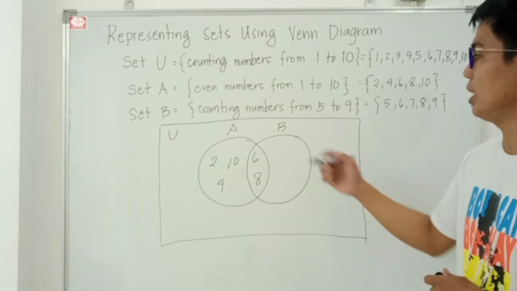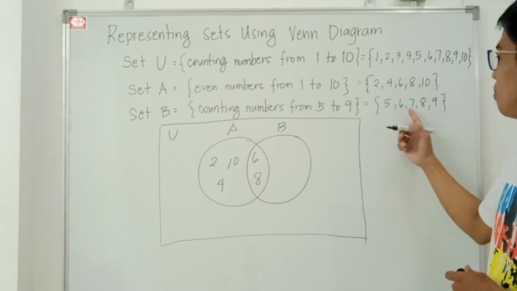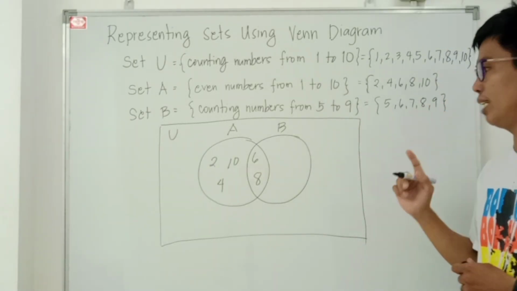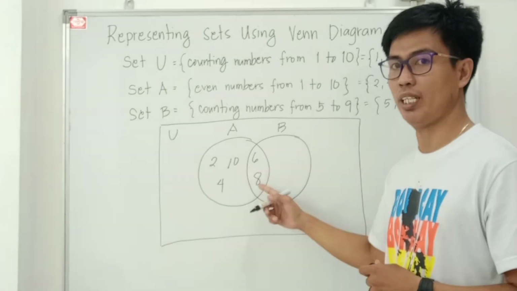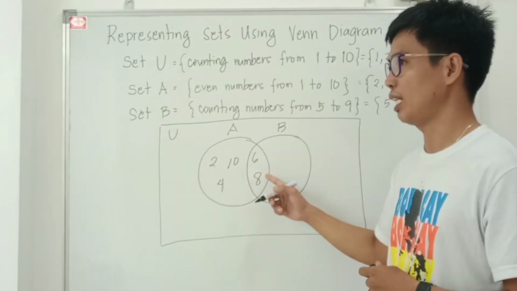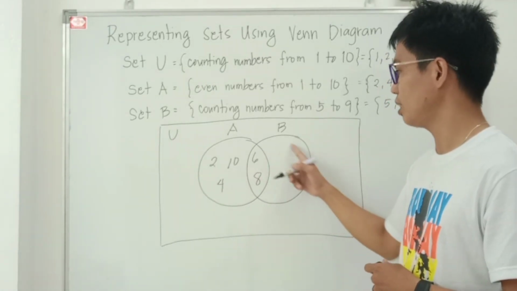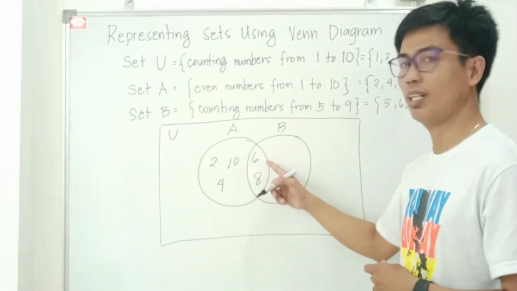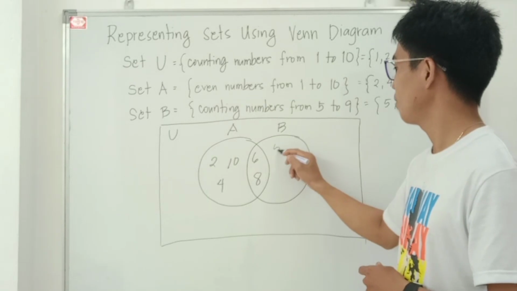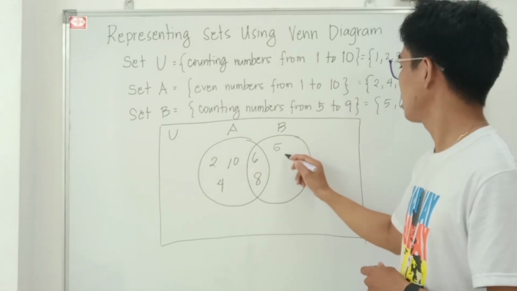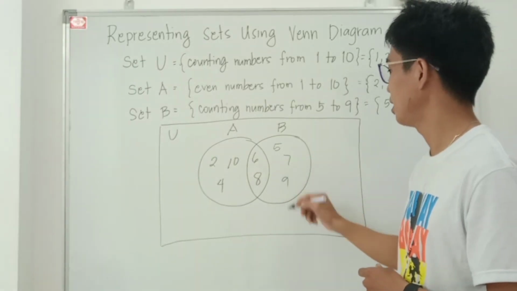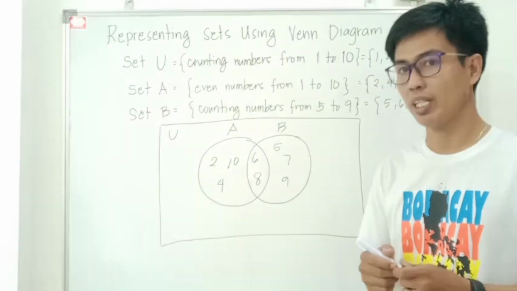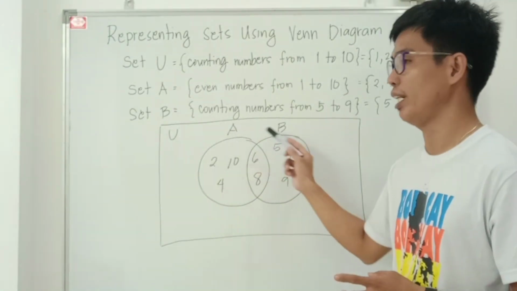Next is for set B. So we have the elements 5, 6, 7, 8, 9. And we have also here 6 and 8. So we're not going to include 6 and 8 in this part. Kasi nandito na siya. So ano na lang yung ilalagay natin? 5, 7, and 9. So now we have the representation of set A and set B.